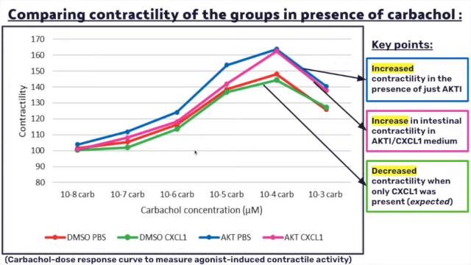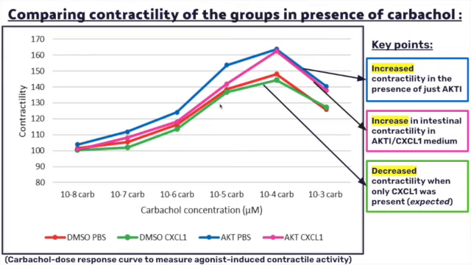Now, looking at this graph, the key points to note are, first, the decreased intestinal contractility in the presence of just CXCL1. And this was expected. Secondly, and this is what the experiments actually sought to confirm, the presence of both AKT inhibitor and CXCL1 serves to increase intestinal contractility as compared to the contractility with just CXCL1, and this is this pink line over here. This indicates that AKT is a possible cause of the decreased intestinal motility that we see in ileus.